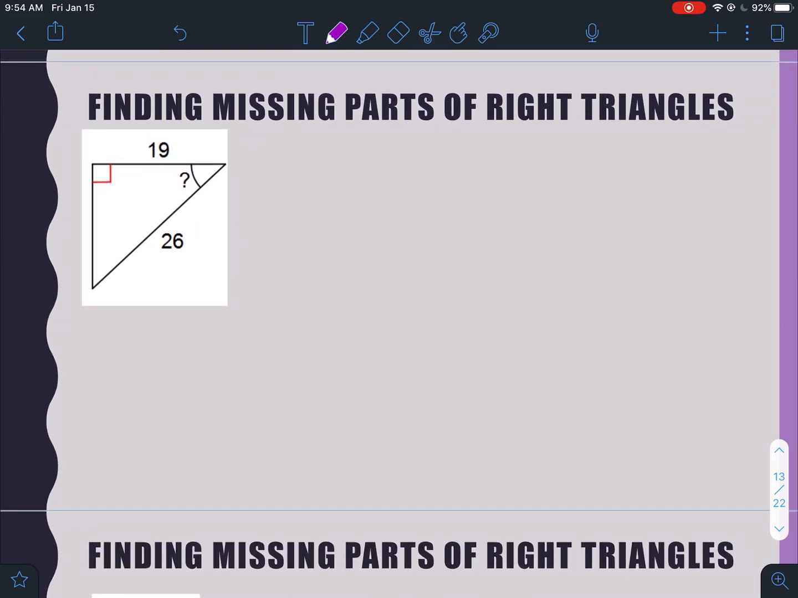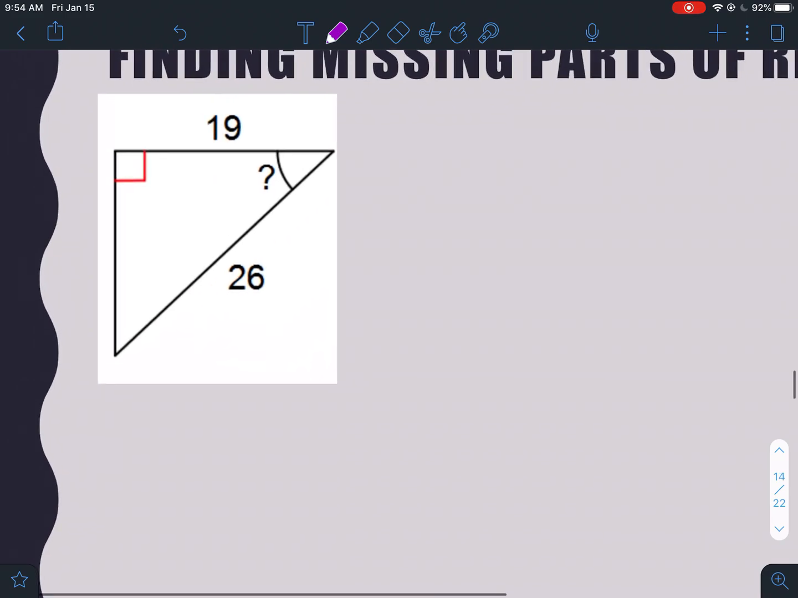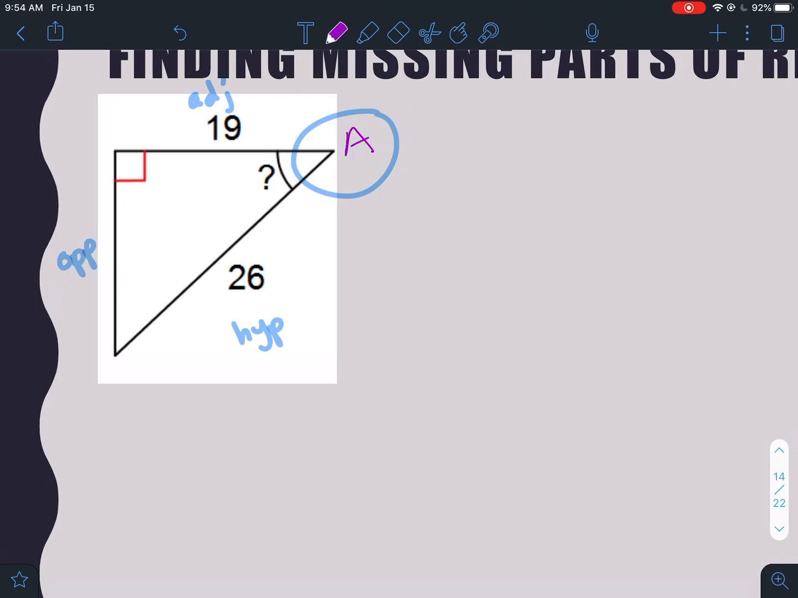All right, well, what if you don't know any angle other than the right angle? So what if we're trying to find a missing angle and we can't use the triangle sum theorem? So let's call this angle A. So again, first step, circle the angle, label your side. So this side is the opposite, this side's the adjacent, this side's the hypotenuse. Well, which two sides do I know? I know the adjacent and hypotenuse. Which trig ratio involves the adjacent side and the hypotenuse? The cosine does. The cosine of angle A is equal to the adjacent side divided by the hypotenuse.